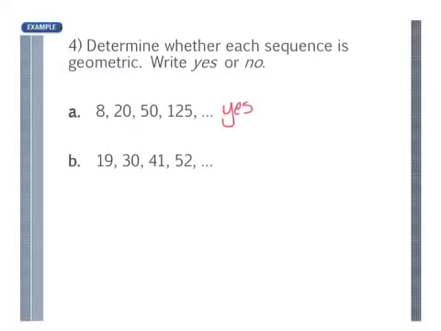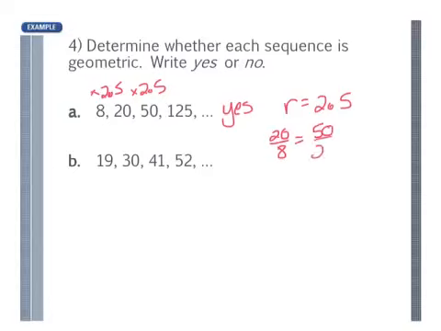Yes, this first one is geometric because 8 times 2.5 is 20, and 20 times 2.5 is 50. Your ratio is 2.5. If you're not clear about how to get the ratio, all you have to do is divide the second term by the first term, or you can do the third term divided by the second term, and you're going to see that they all equal the same number. Letter B, no, that is not a geometric sequence. If you try to do the division, 30 divided by 19 is going to be some nasty looking decimal, which is not the same decimal as if you were to do 41 divided by 30.